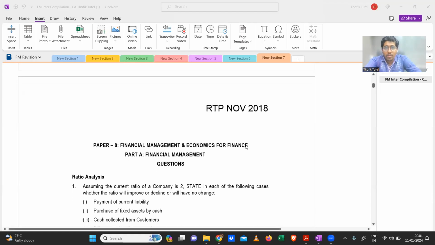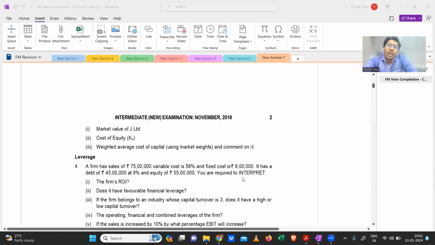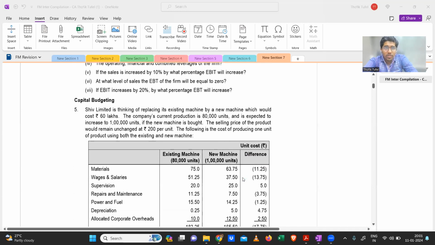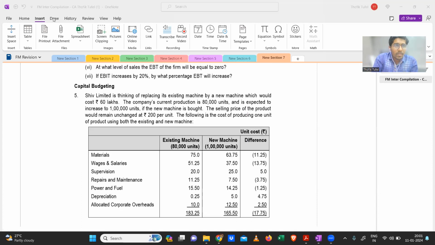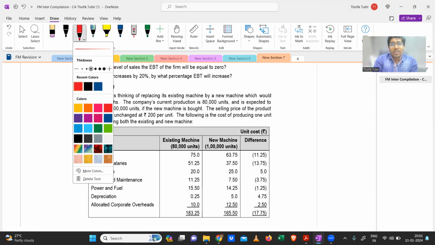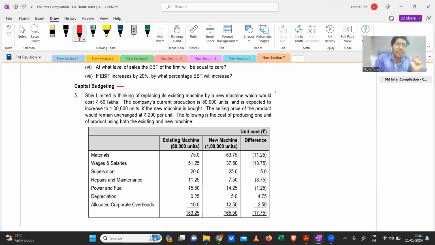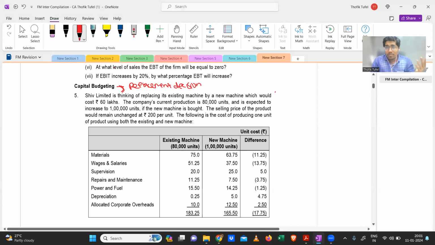Okay. So we are doing this problem, which is from RTP November 2018, question number 5, capital budgeting. I always say reading the question is more important than solving the question. So let us read the question first. This question is capital budgeting, based on the replacement decision. We already know in FM we take decisions. So this is about a replacement decision.